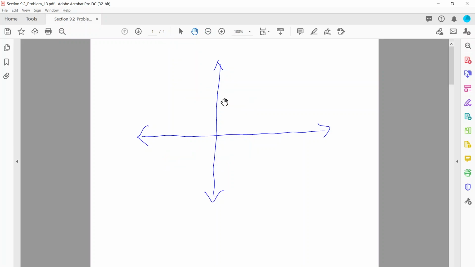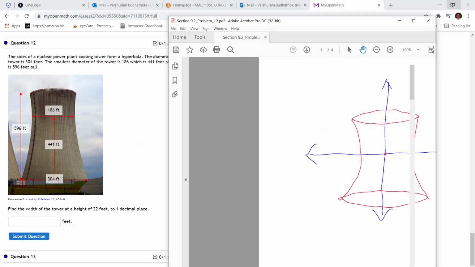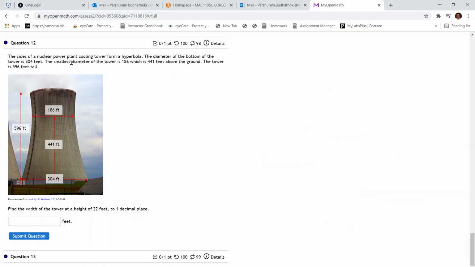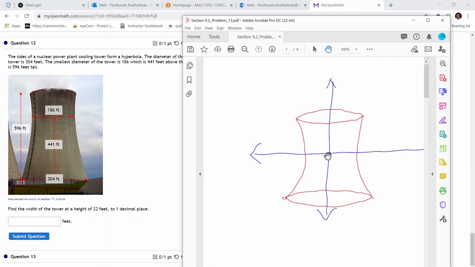So let me just redraw this. And this is the bottom part, this is the top part, and here is the origin. In this problem, if you just read it, it says the smallest diameter of the tower is 186. That should be on this line. This is called the transverse axis.